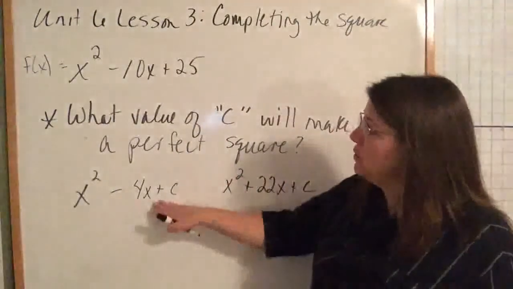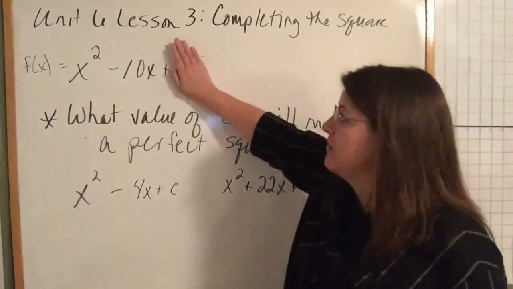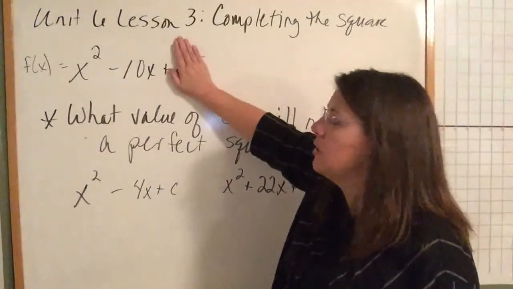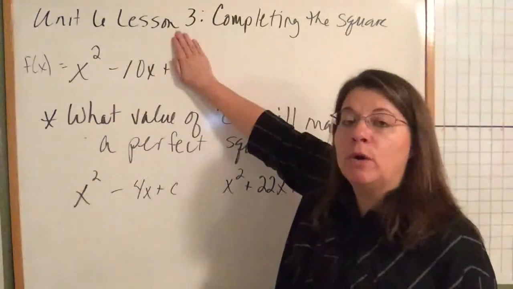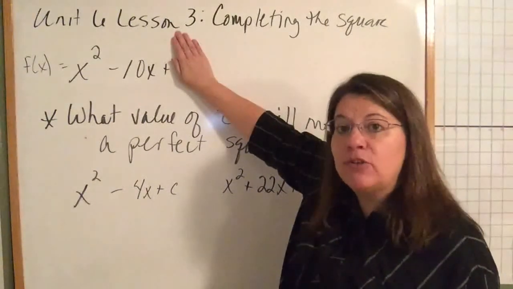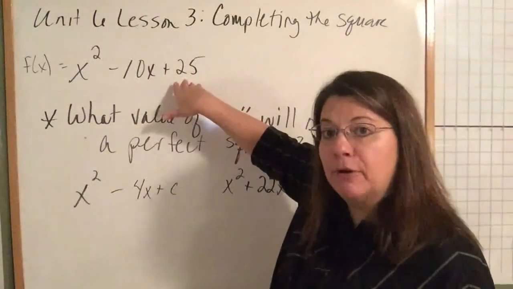So what they will do is they won't give you the 25 at all. They'll tell you that that's c. And they'll say, okay, what number could you put in for c so that you end up with a 10 here? Well, in order to work backwards, half of 10 is 5, and 5 squared is 25. That's what the number for c would have to be to make it a perfect square.